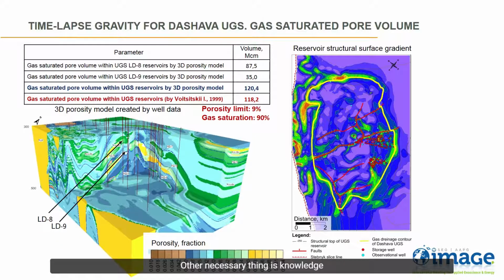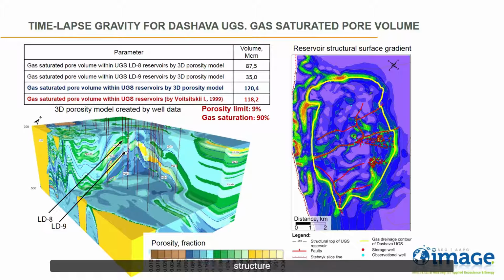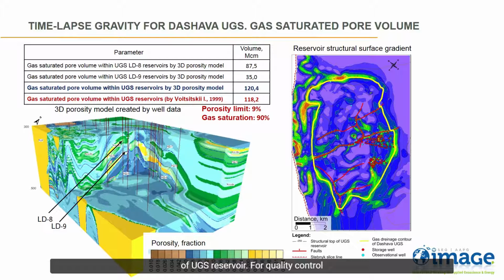Another thing that is necessary is knowledge about the pore space distribution in which gas can be accumulated. The 3D porosity model using well data was built, and the contour of gas drainage of the Dashava UGS was determined using available geological information, well data, and the reservoir structural surface gradient, which shows the boundary of the geological structure of the UGS reservoir. For quality control assessment, the calculated pore gas saturated volume was compared with the project value, and the error was only 1.8%.